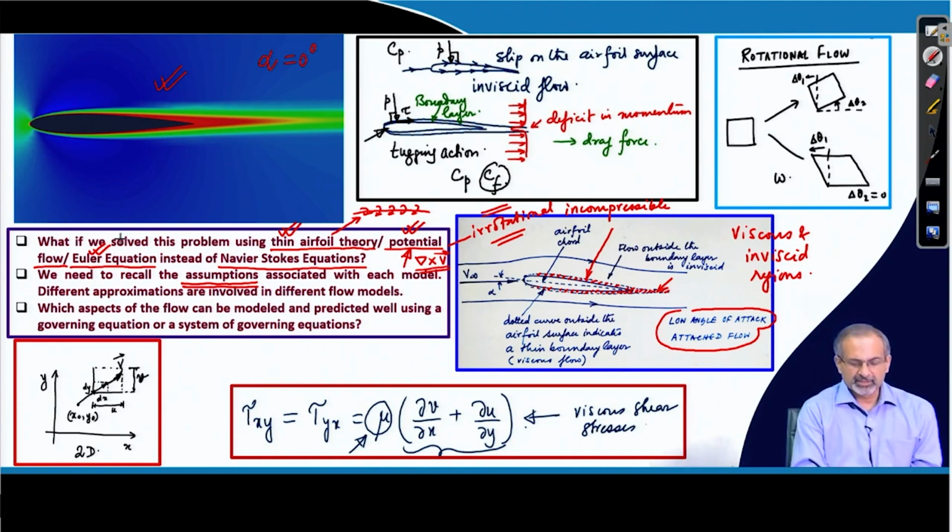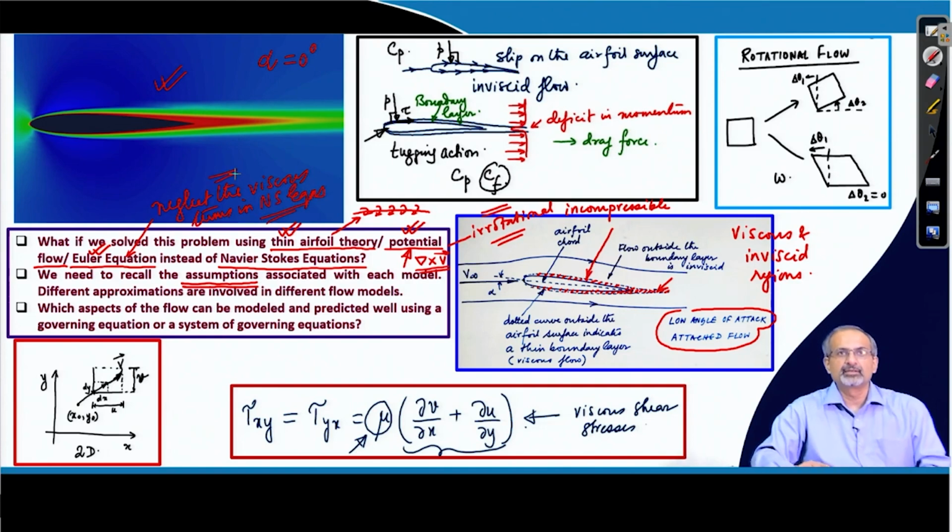What was the assumption for the Euler equation? You remember that if you neglect the viscous terms in the Navier-Stokes equations, then you will be able to get the Euler equations. That means, Euler equations have all other features like the Navier-Stokes equations, apart from only the viscous stress terms.